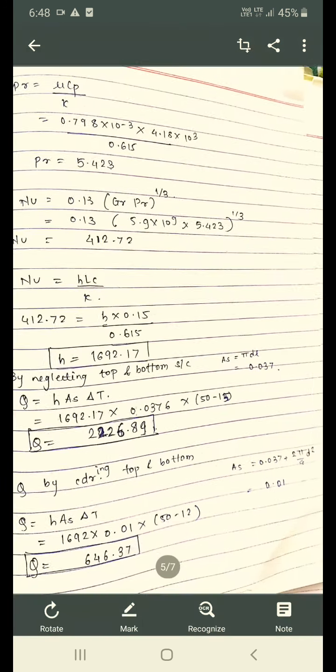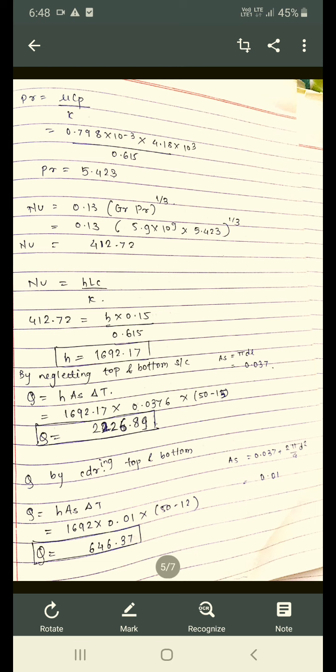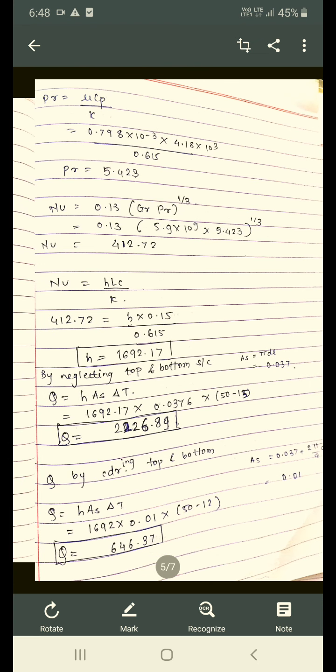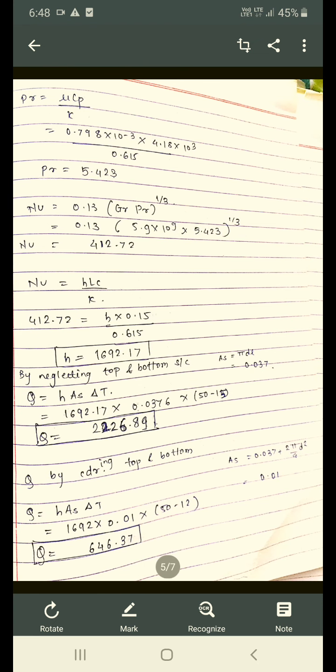Now we will use the empirical correlation: Nu is equal to 0.13, inside the bracket Gr Pr raised to 1 by 3. So after putting all these values of Gr and Pr, we will get Nu is equal to 412.72. Once we get the Nusselt number, we can use the formula Nusselt number Nu is equal to h LC divided by K, where the unknown is only h, because we now know Nu, LC is the characteristic length and K is the thermal conductivity.